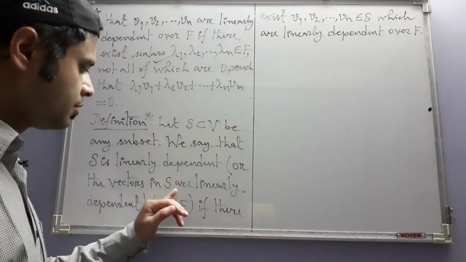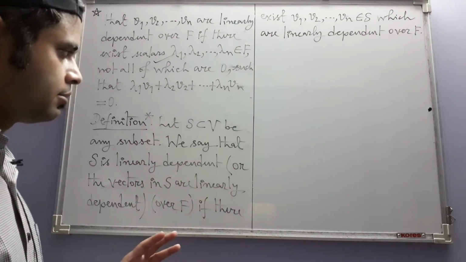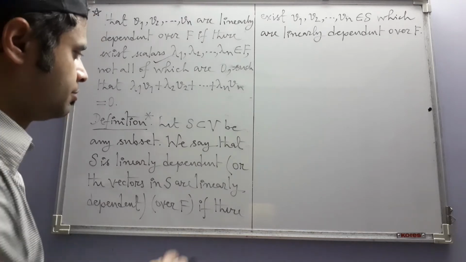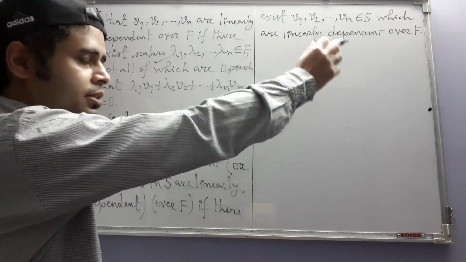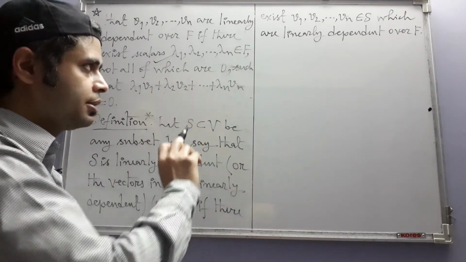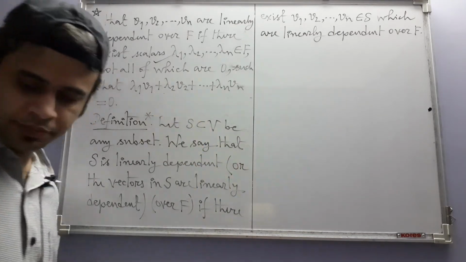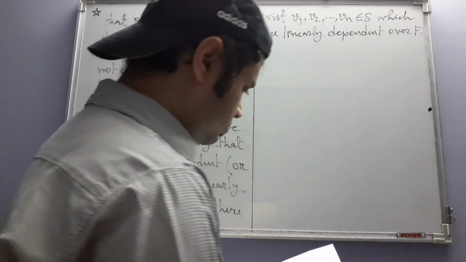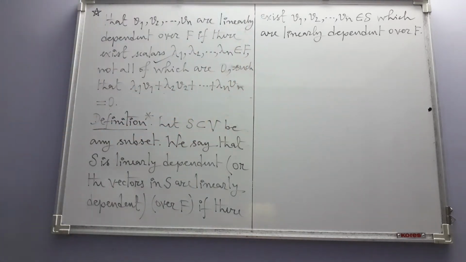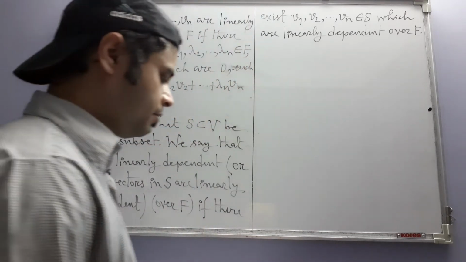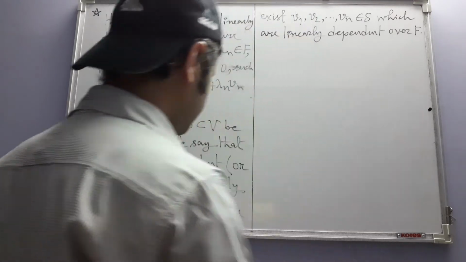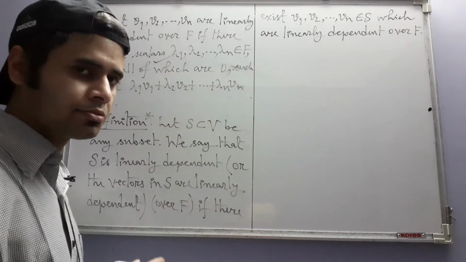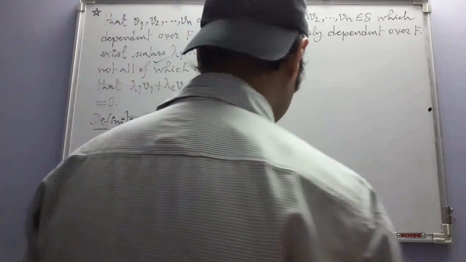So here S itself can be an infinite set. That does not matter. If we can find some finitely many vectors in S that are dependent in the usual sense, then S is also called dependent. And now we say what we will say when this is not the case. When they are not dependent, then they are called independent.